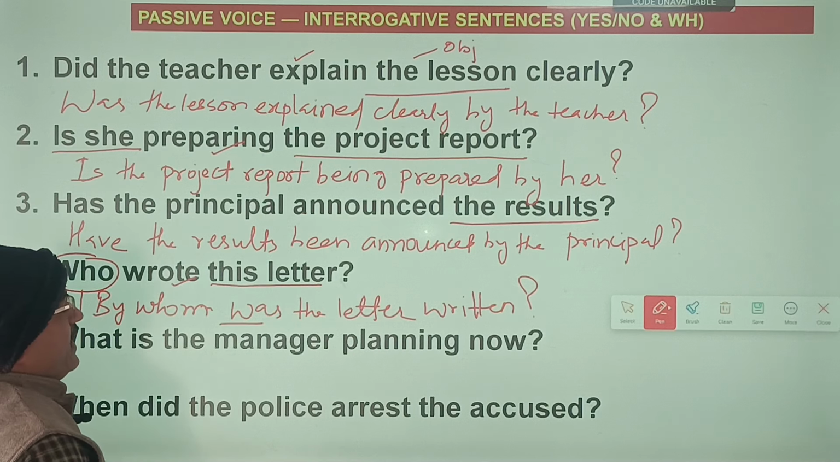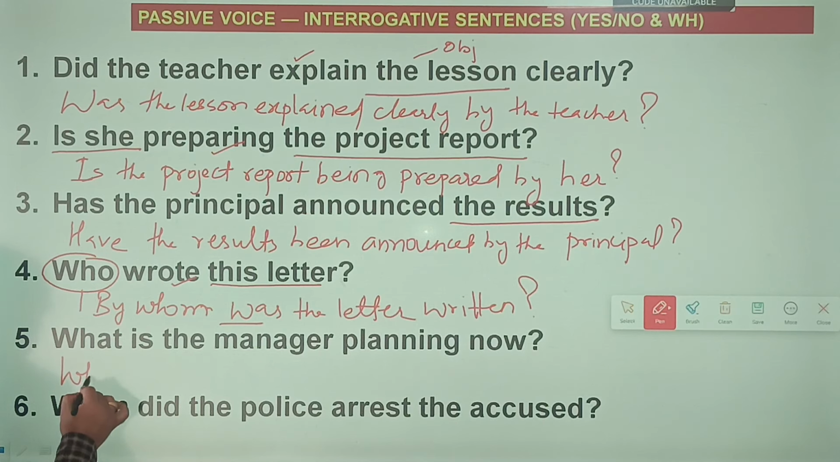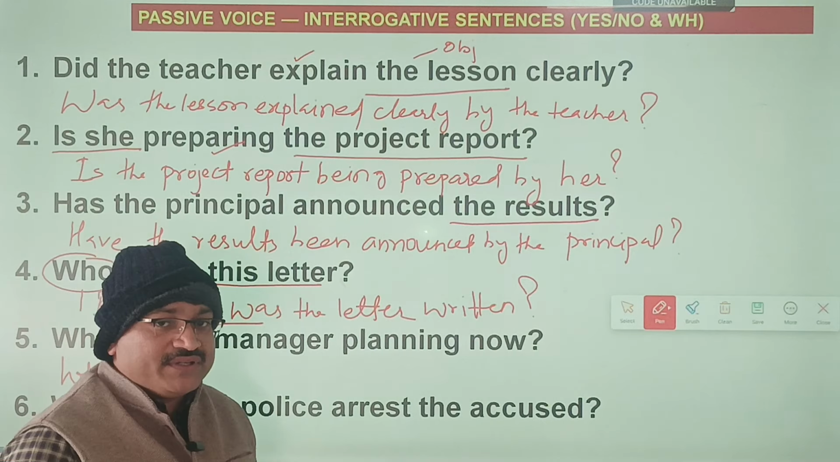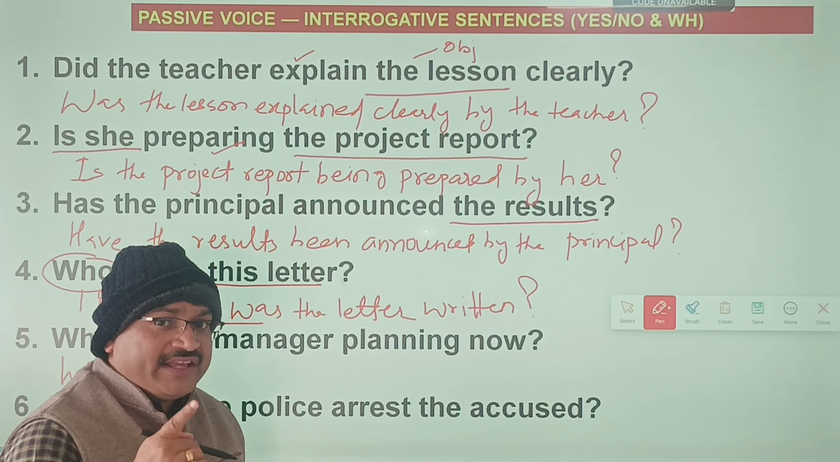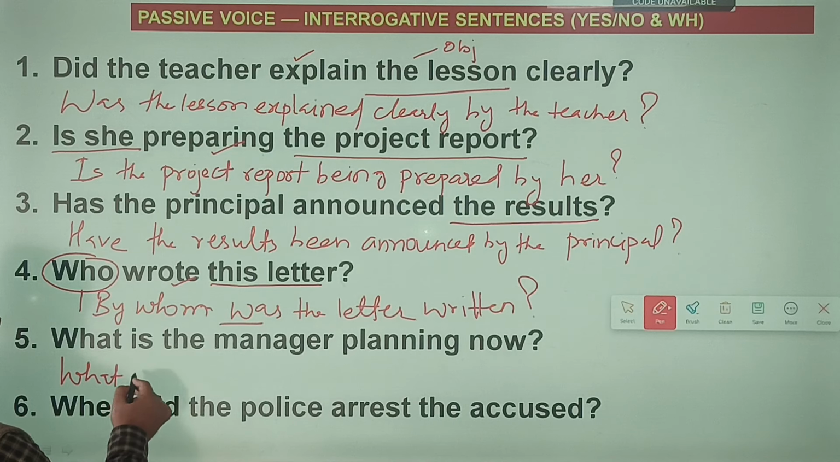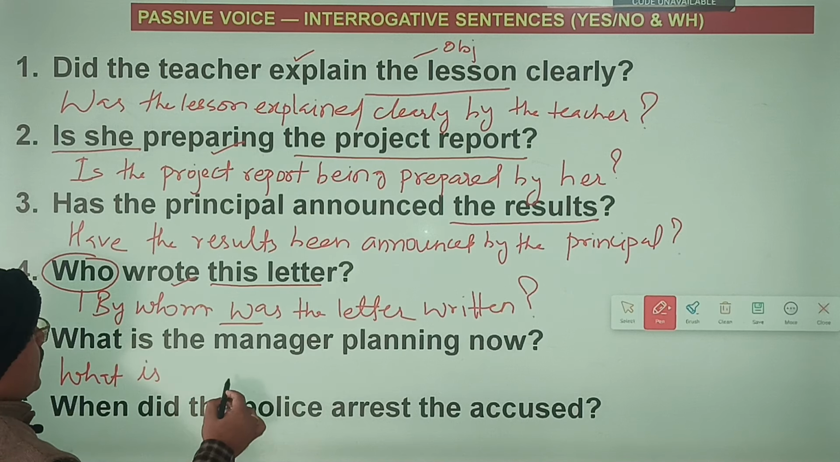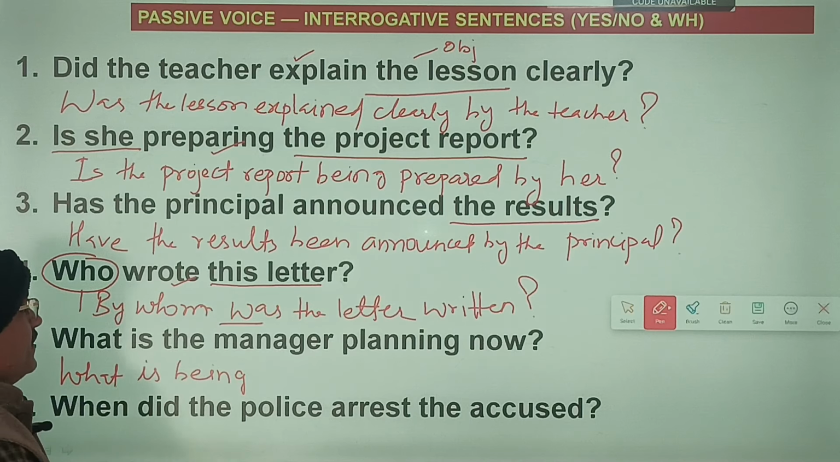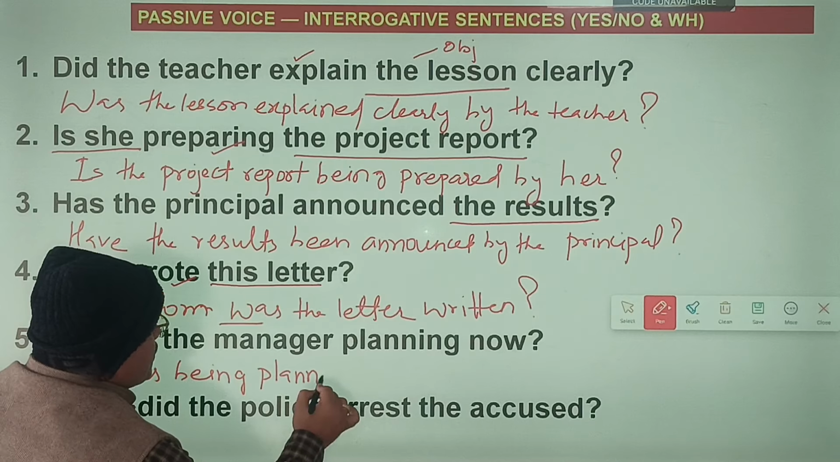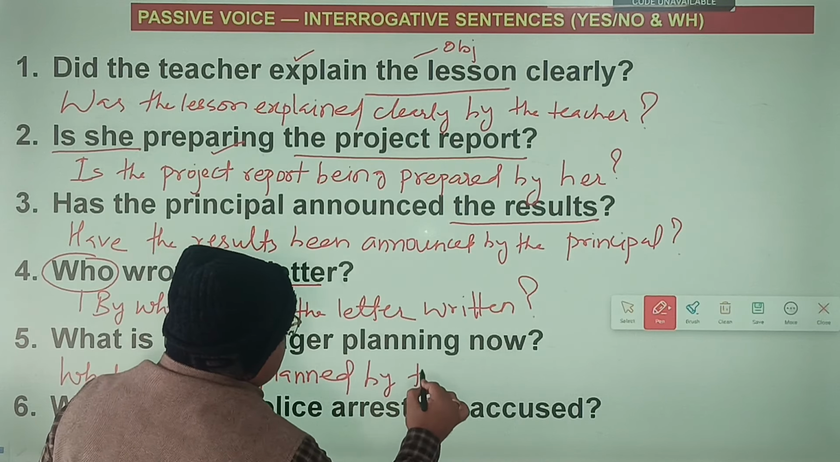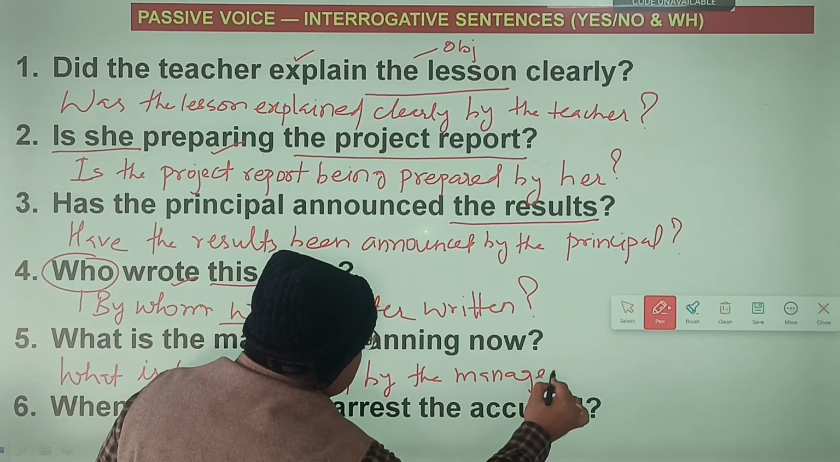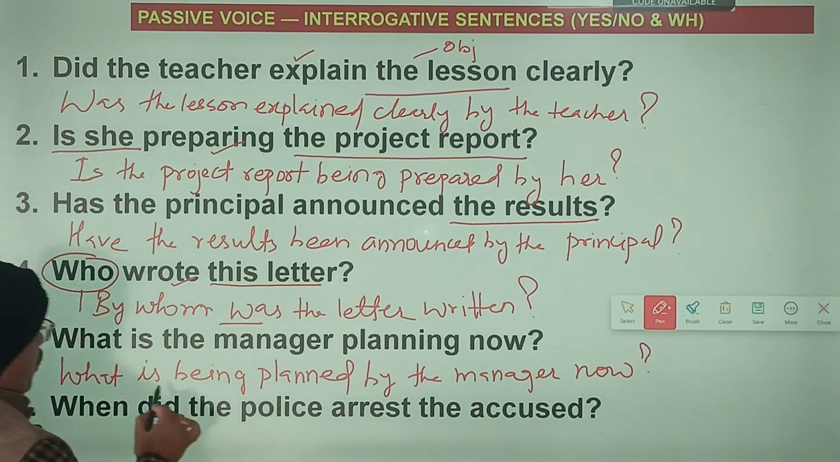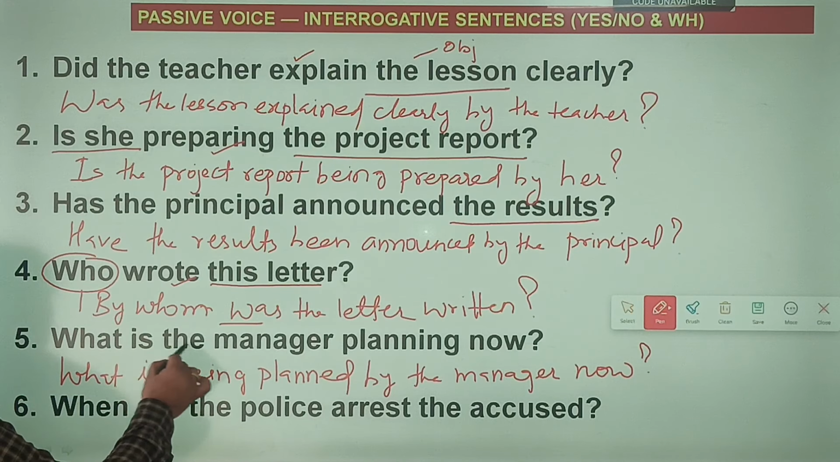What is the manager planning now? So, what? It will start with the same WH. What? Now, what is the tense? Tense is present continuous. Remember, BEING: is being, am being, are being. But before that, what is being? Because we don't have object here. What is being? What? Planned. What is being planned by the manager now? Yes or no? What is being planned by the manager now? We don't have what?